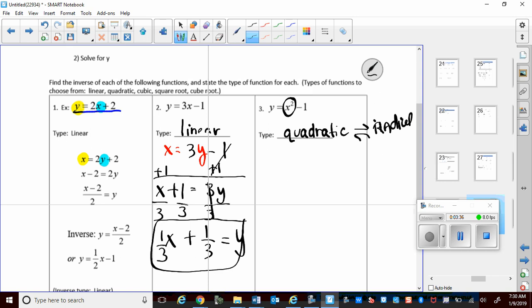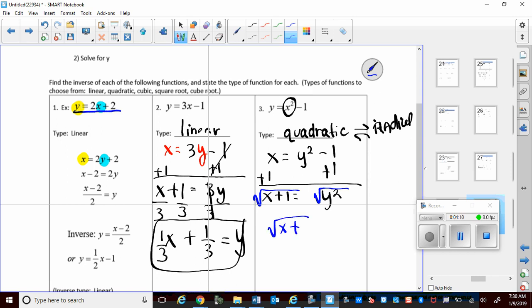So exchanging the x and y, I have x equals y squared minus 1. In order to get y by itself here, we're going to add 1 to both sides. X and 1 are not like terms, so we have x plus 1 equals y squared. In order to get rid of a square, we use the square root radical. We use the inverse. And it covers the whole quantity of x plus 1, so we end up with the square root of x plus 1 equals y.